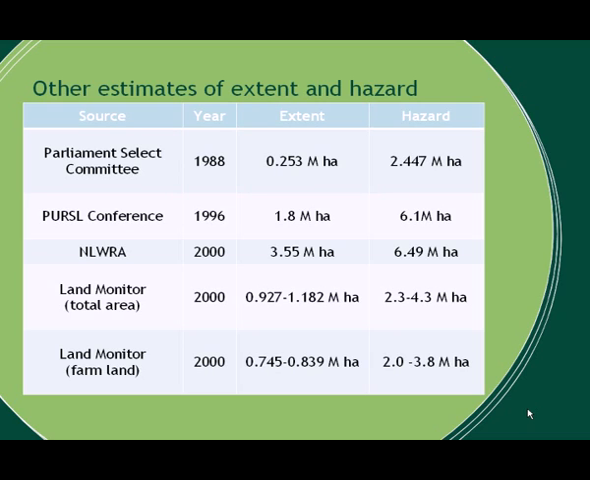And you'll see there that the earlier estimates of 6.1 and the National Land and Water Resources Audit estimates of 6.5 are very similar, just based on a slightly different geography of the valleys of the wheat belt.